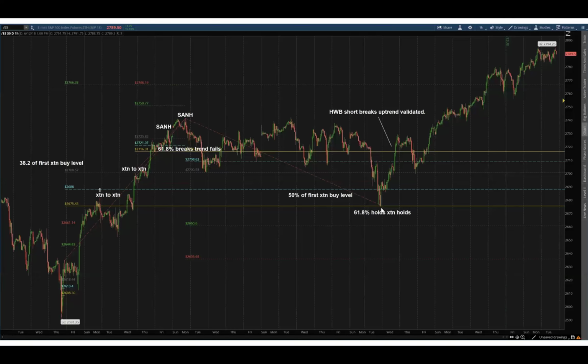Now, this 38 is probably also a combination of a traditional from the low of Tuesday to high. I can just tell by looking at it. Once you do this enough, you'll just start seeing these things without even drawing them. But drawing them obviously gives you the exact mathematical level.